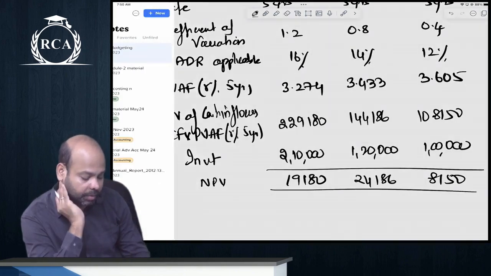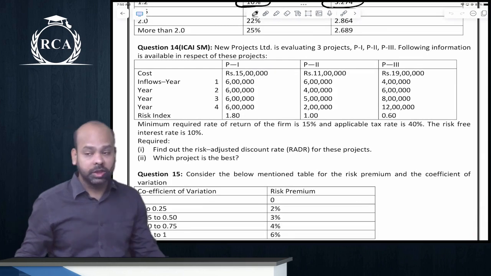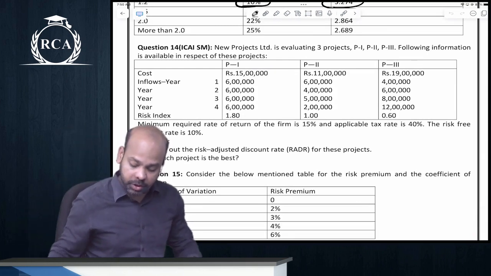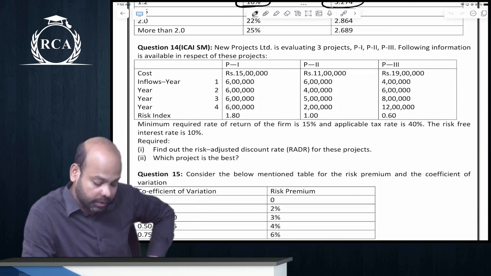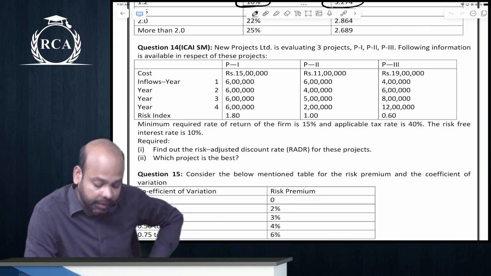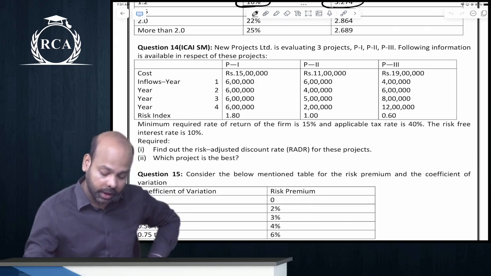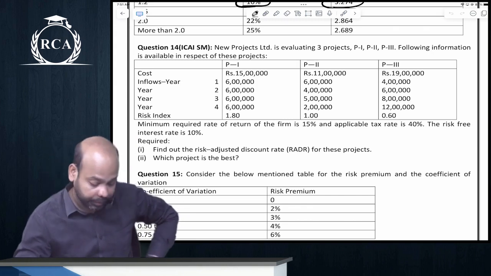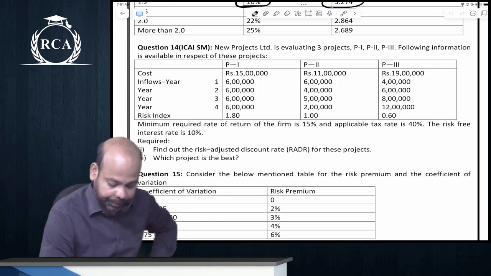Next, guys, question number 14. New Projects Limited is evaluating 3 projects, P1, P2 and P3. The following information is available in respect of these projects. Cost, meaning initial investment, is given as 15 lakhs for P1, 11 lakhs for P2 and 19 lakhs for P3. Inflows are given here for years 1, 2, 3, 4.